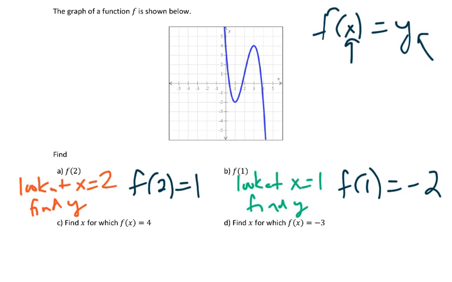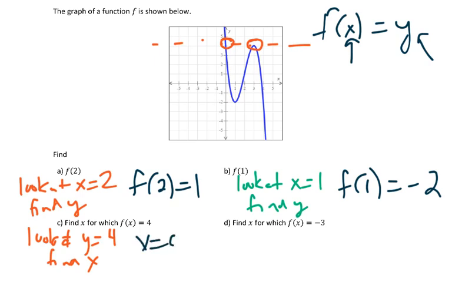Okay, so in the second two, it says find x for which f of x equals 4. So in this case, I'm going to look at y equals 4 and find the x values. So I'm going to go to the line y equals 4 and look for the x values. And I notice that the graph crosses that line in two places. One place at x equals 0 and another place at x equals 3. So I can have two answers when I'm looking for x values.